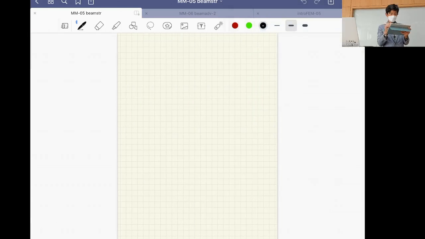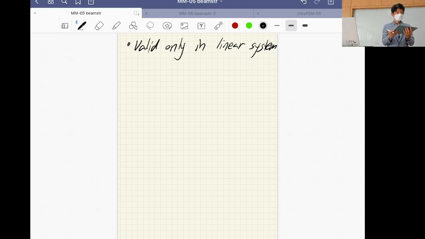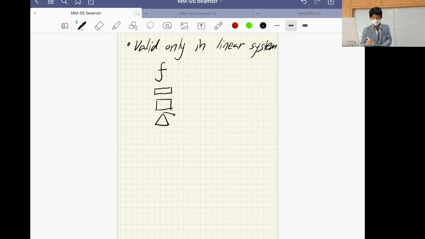I remember I explained the principle of superposition already. The principle of superposition is valid only in linear systems. This is the key point to understand the principle of superposition. For example, let's say you have a certain structural system. You can consider it a beam, or a plate, or a truss, and whatever. It can be various configurations.